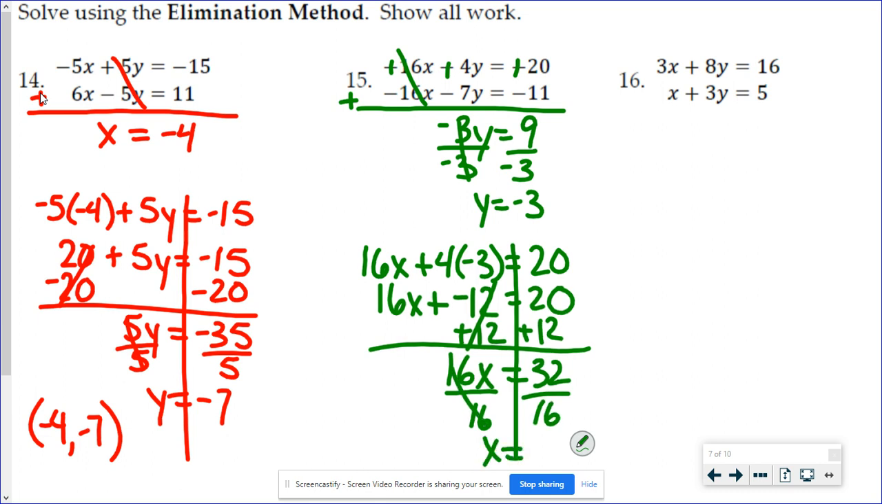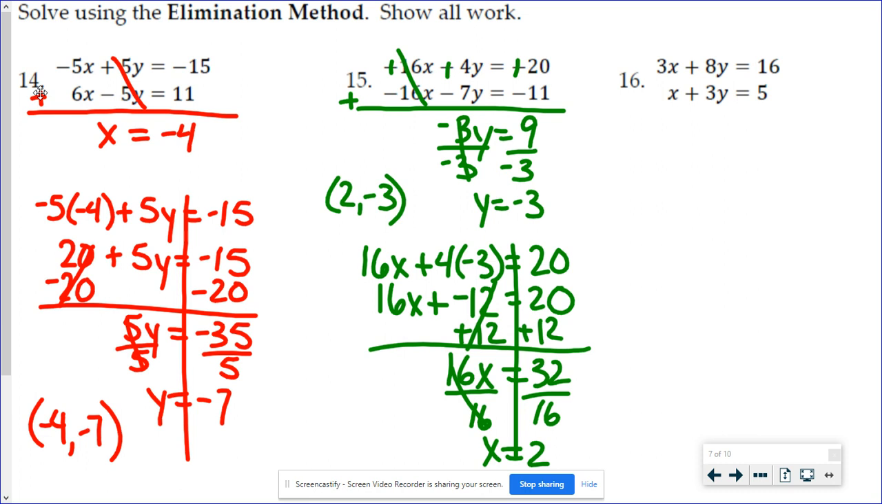So the x will be 2. My ordered pair then, the x goes first, so it'll be 2, -3. For number 16, just multiplying by a -1 is not going to cut it here. I'm going to have to multiply one of the equations by something.